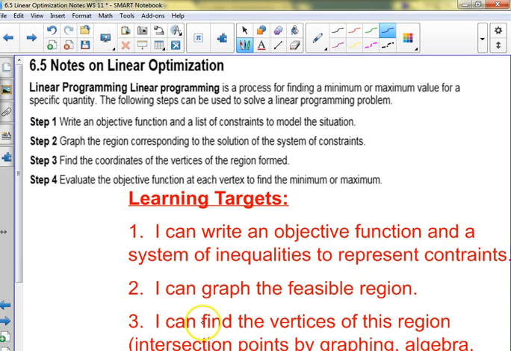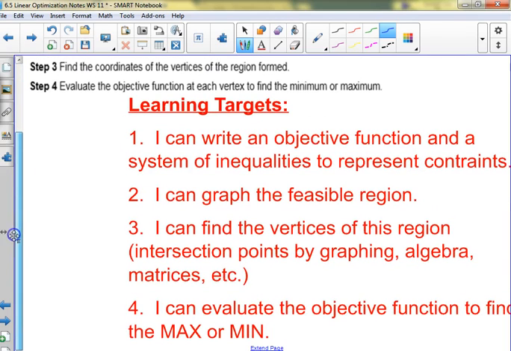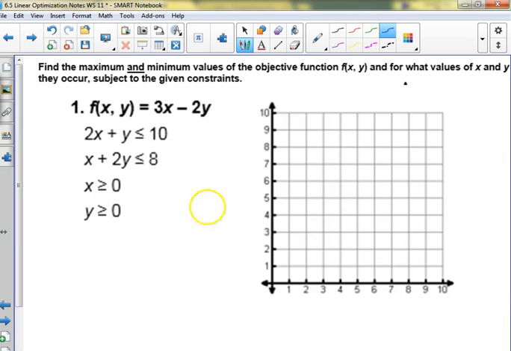Okay. And then find the maximum as well. I don't know, is that on this slide? I can evaluate the objective function to find the maximum or minimum. Look at me. Okay, all right, so what are we going to do here? It says find the maximum and minimum values, for what values of x and y they occur, subject to the given constraints.